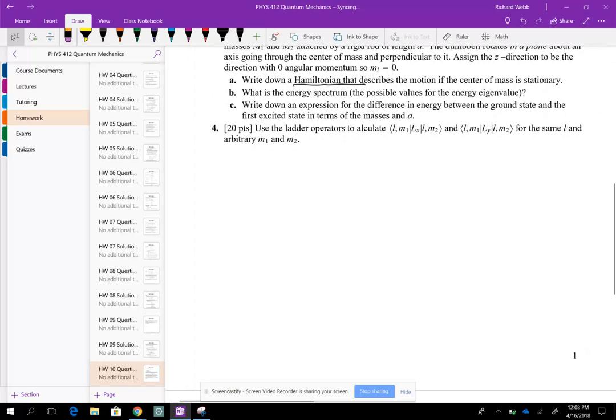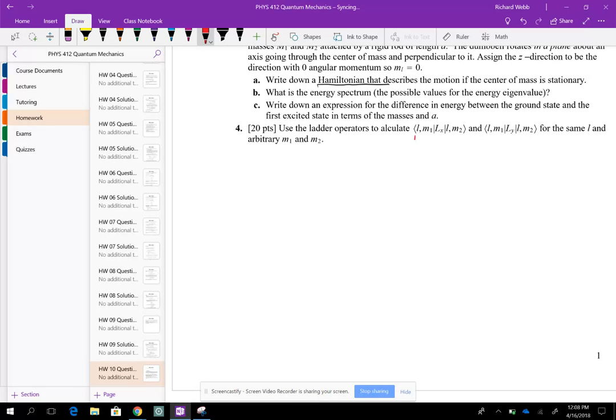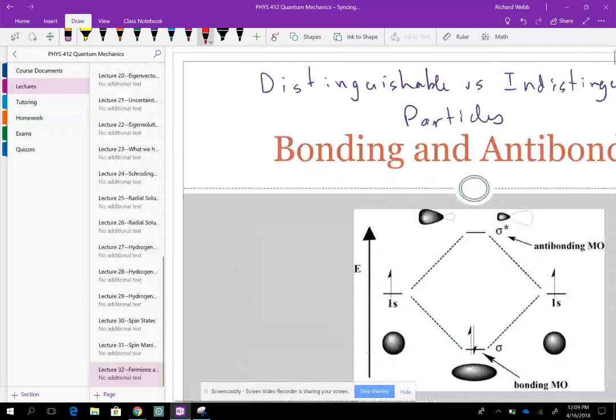And then the last one just has finding the probability of LX if it's in the same L state but different M1 and M2. It says to use ladder operators, so you know that L plus or minus is equal to LX plus or minus i LY. So you write LX and LY in terms of the ladder operators, put them in there, and you find an interesting solution. By interesting, I mean it's not the trivial solution, but it's also not super grotesque.